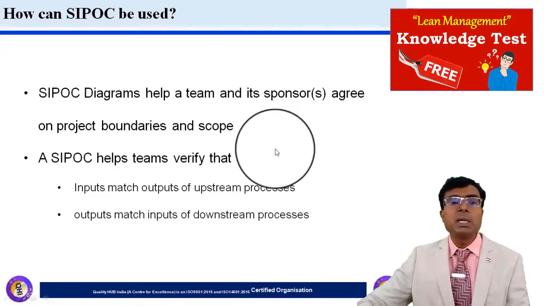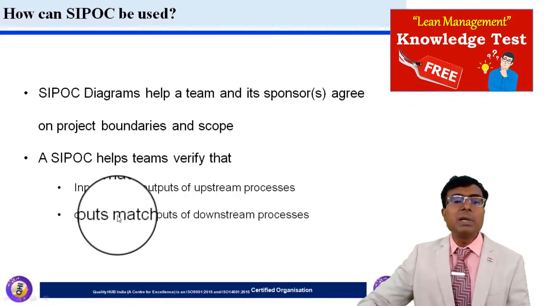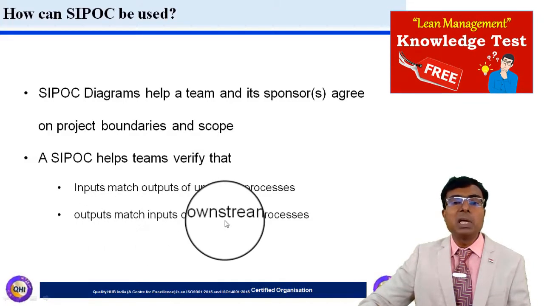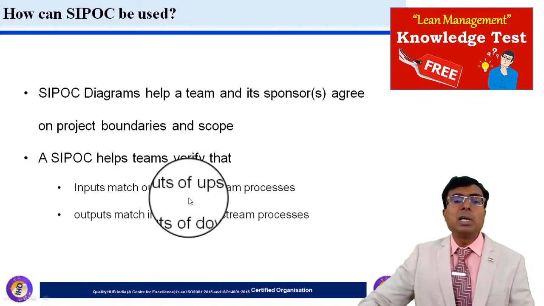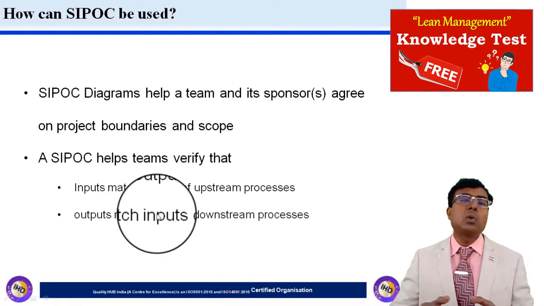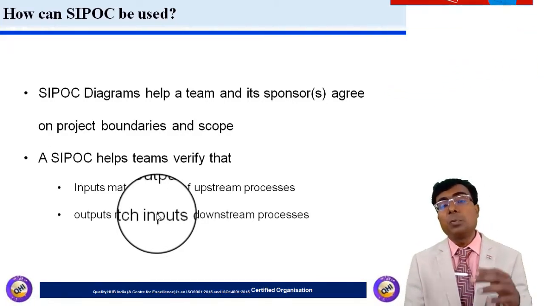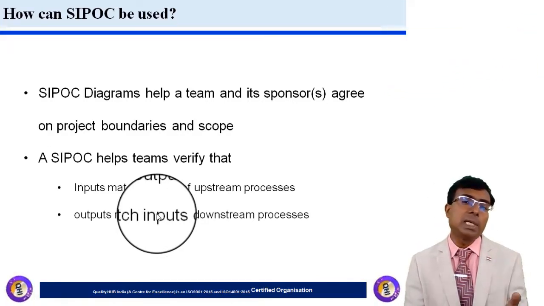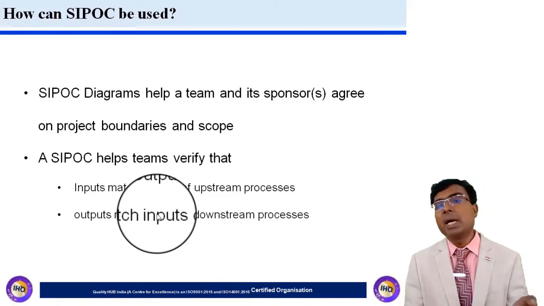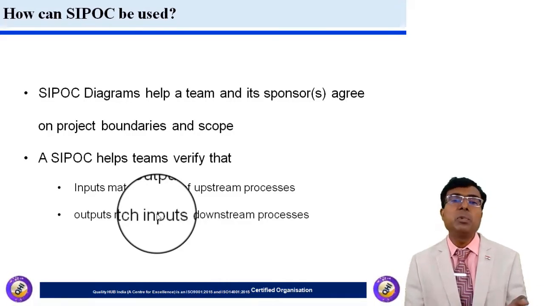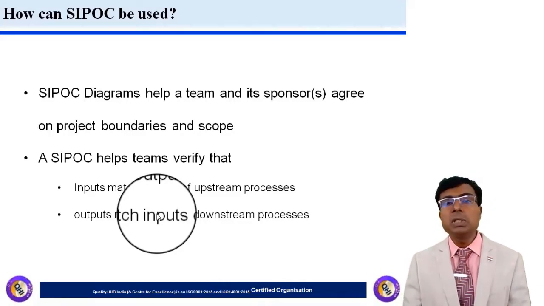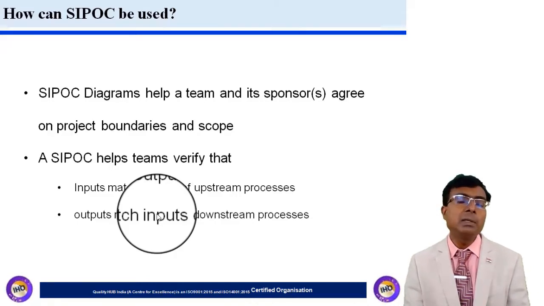So the CPOC diagram helps in that as well. In the same way, vice versa, output should match the input of the downstream process. So input, output and process: whether all are correlated or not, whether the output of the process is impacting the process, or the inputs are impacting the process, and the input is also impacting the output. All these relationships we can understand, and that's why the CPOC diagram is very much important.